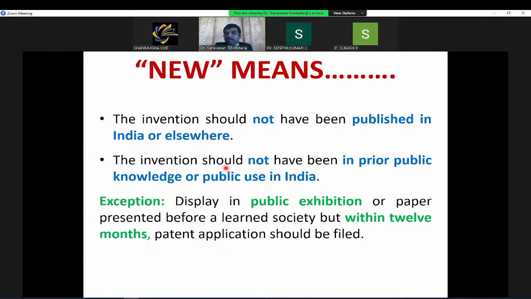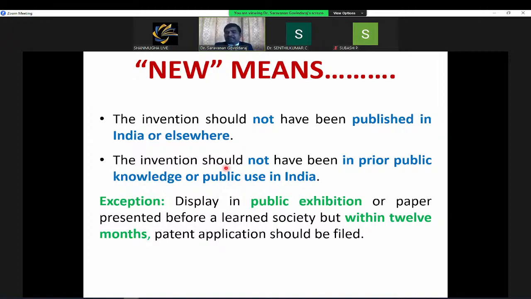Novel. What is novel? Simply, it means new. That means that particular invention should not have been published, not only in India, but anywhere in the world. That particular invention should be the first of its kind. No one should have published that particular product or process, and no one should have any knowledge about that particular process or product.